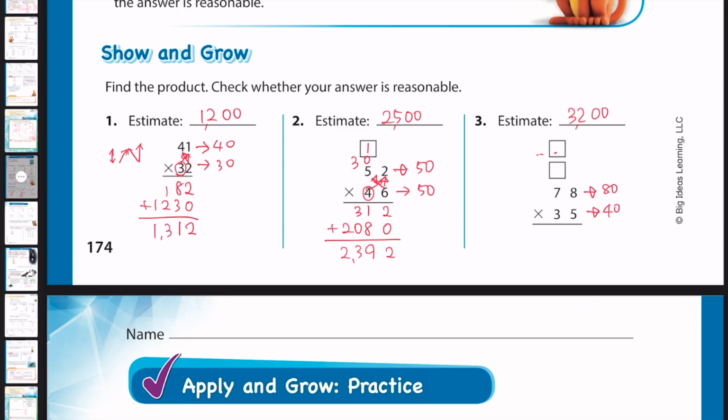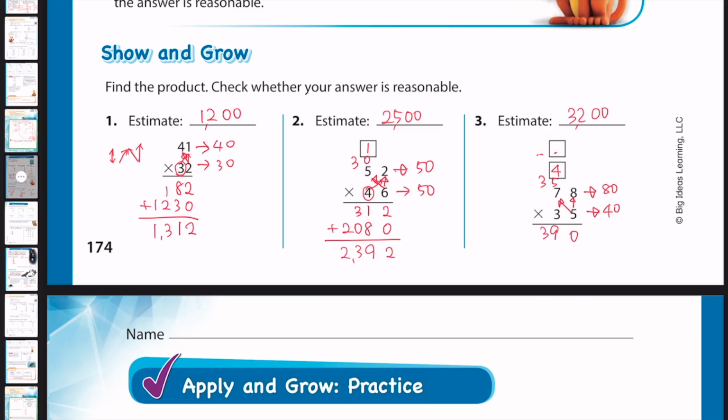Okay, let's find out the actual product by using what? Regrouping strategy. Now I'm going to work on this ones place first. 8 times 5. Yes, 40. So I'm going to carry 4 up. And then 7 times 5 is 35. 35 plus 4, 39. Right?